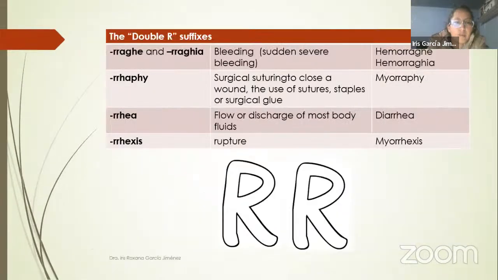Now we have grammar rules for writing down. For example, the double R suffixes, okay? The rrhage and rrhagia, rrhaphy, rrhea, and rrhexis are not going to change in any way when using the double R. It doesn't matter the situation, you must write them down with those double R, okay?